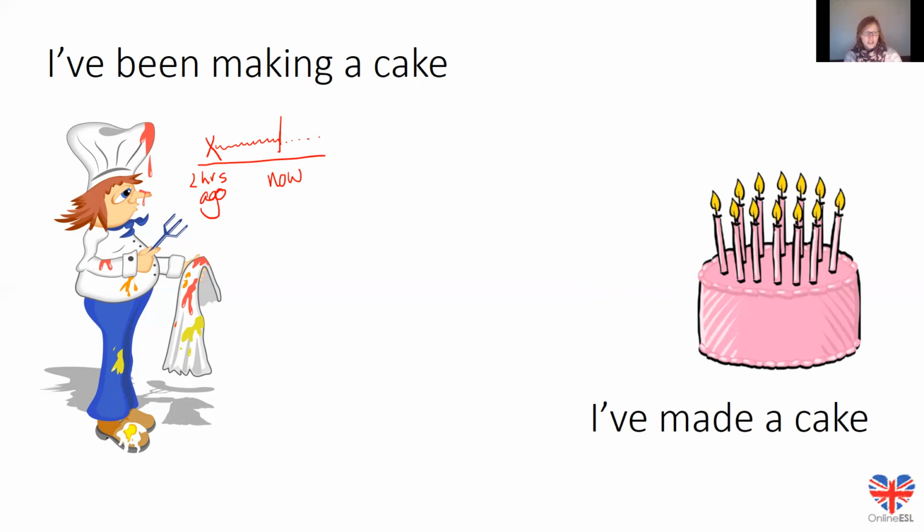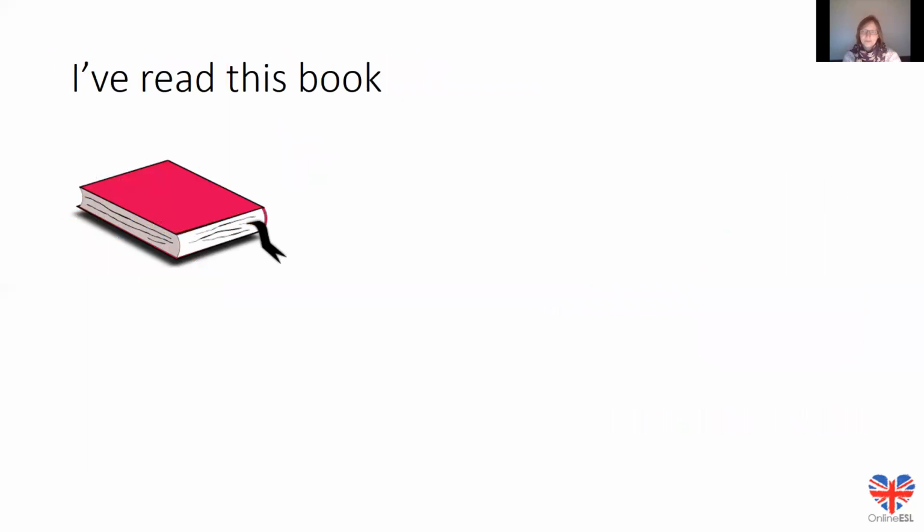Once the cake is finished and she can bring it to the table, then she can say, look everyone, I've made a cake. So this is different. She made the cake in the past, finished, the cake is made, and now she's bringing it to the table. So now we have this link, because we're looking at the cake, we're going to blow out the candles, we're going to eat it, and it's going to be fantastic. So that's the link. Something has finished, but the link is we're seeing it now. So I've made a cake.